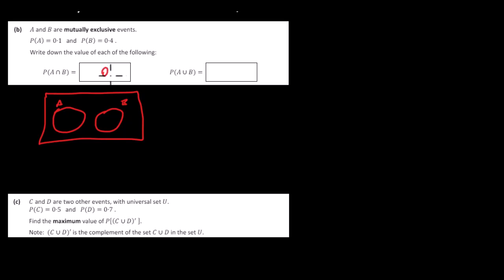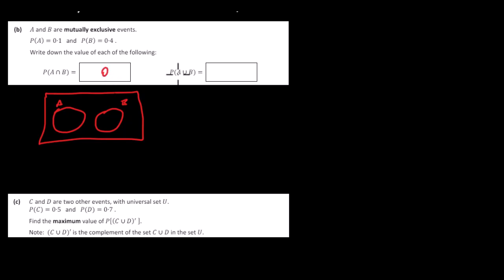Second one here, A and B are mutually exclusive events. The probability of A is 0.1, the probability of B is 0.4. Write down the value of each of the following. The probability of A intersection B, well, that's just going to be 0. Mutually exclusive events are just two events that can't occur at the same time. So in terms of Venn diagrams, it's going to be A here, B here. There's going to be no intersection here, or at least if there is an intersection, there'll be nothing in the intersection. So the probability of A intersection B is going to be 0.